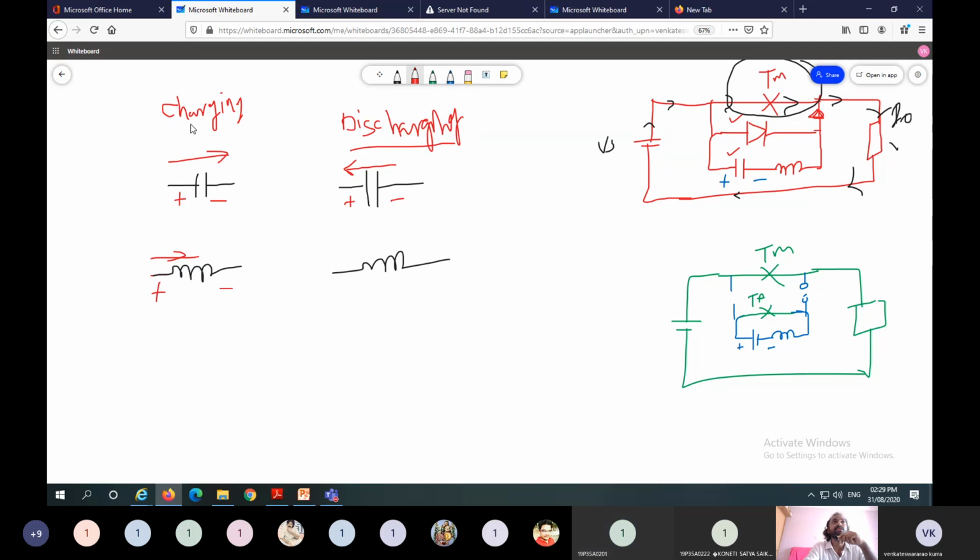This is the capacitor while charging. This is the capacitor while discharging. This one is the inductor while charging. This one is the inductor while discharging.